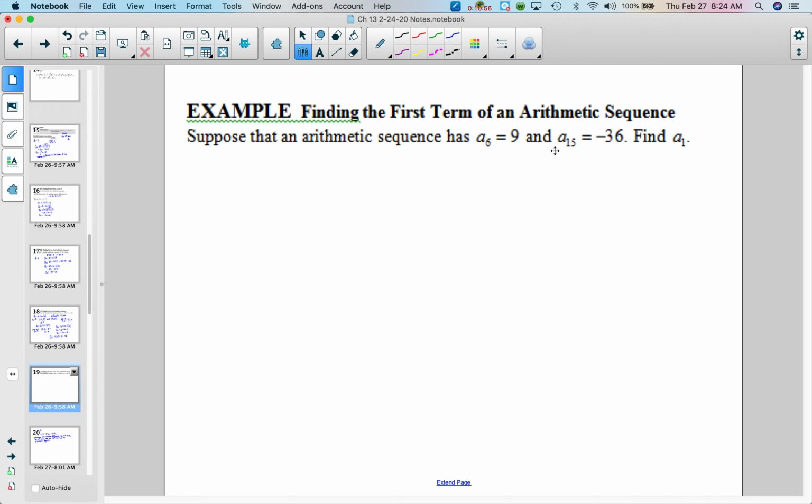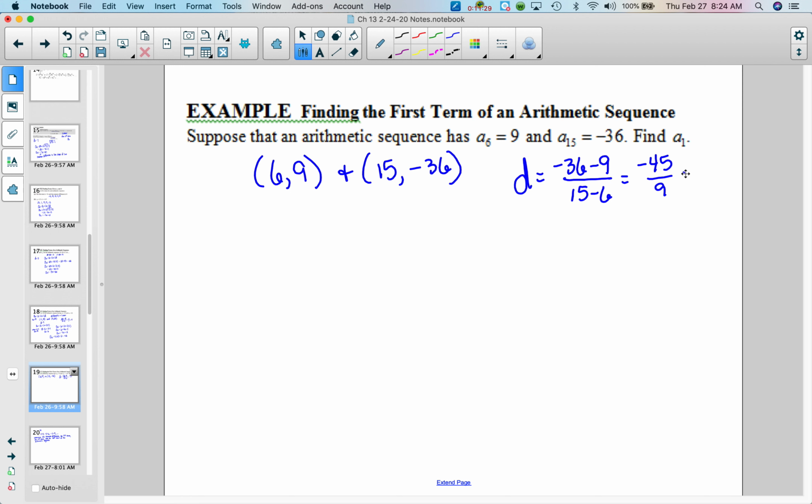Okay, so this next example is kind of like what I alluded to earlier. We're going to have to find the common difference. So we're going to think about this like the point when n equals 6, a sub n is 9. And when n equals 15, a sub n is negative 36. So finding the slope is going to tell us the common difference. So the common difference is negative 36 minus 9 over 15 minus 6. So we end up with negative 45 over 9, which is negative 5. So that's my common difference.